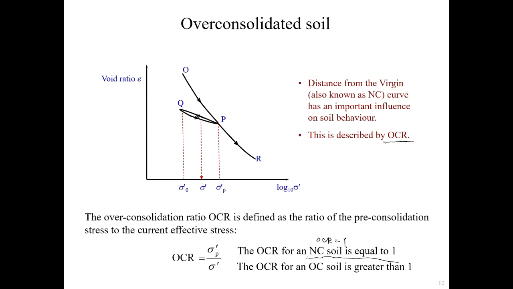On the other hand, if the current effective stress is less than the pre-consolidation stress, then the OCR is going to be greater than 1, which means the soil is over-consolidated. So for OC soil, the OCR is greater than 1. That's the conclusion we can draw from the definition.